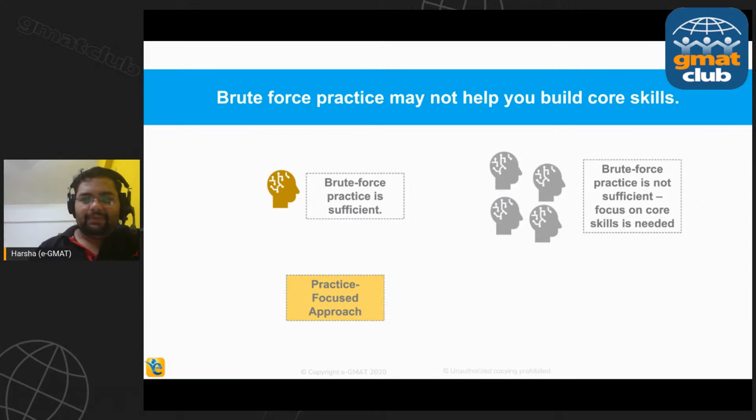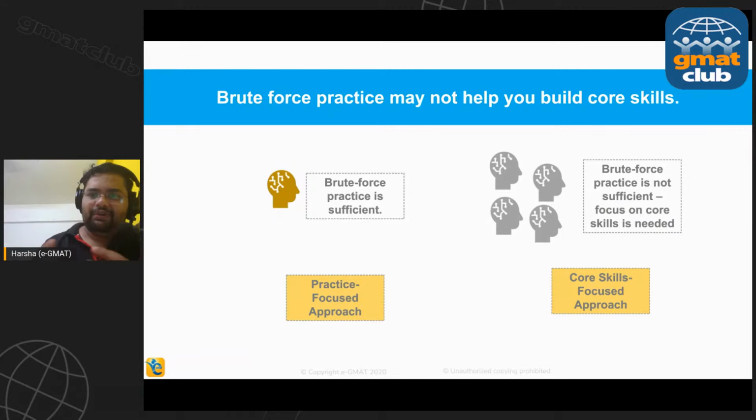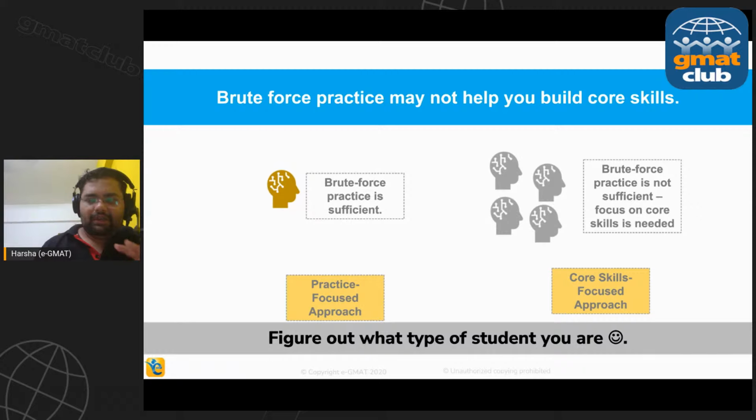Now, when you think about it, you essentially have two broad approaches when it comes to learning for the GMAT, or learning for anything in real life for that matter. One is a practice focused approach, and the other is what we call a core skill focused approach. So the one thing that you have to do, whether you are an eGMATer or whether you're preparing and figuring out how to prepare for your GMAT, or if you're a retaker who's figuring out why you didn't get your target score the first time, first figure out what kind of student you are.